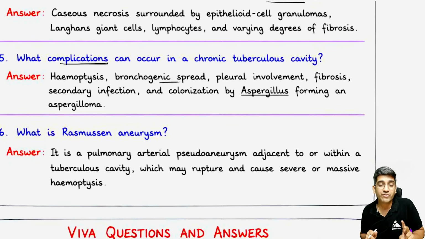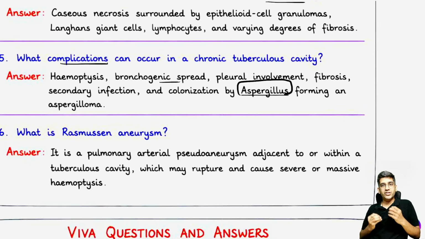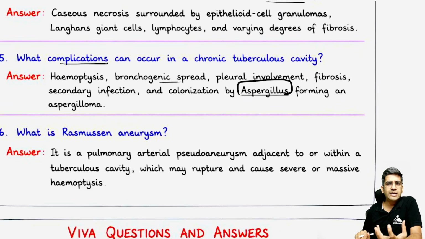Secondary infection, very, very important, especially aspergillus. See, aspergillus is a lazy organism. They don't go and infect the lung on its own. I have a cavity, it's already laid up for me. It goes there, invades there, and can cause a fungal ball or an aspergilloma. It's a very common complication of a secondary cavity of tuberculosis.